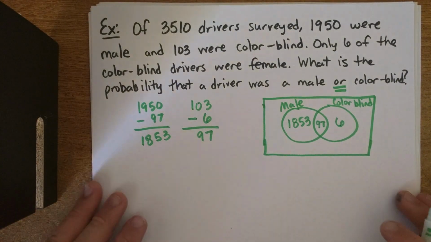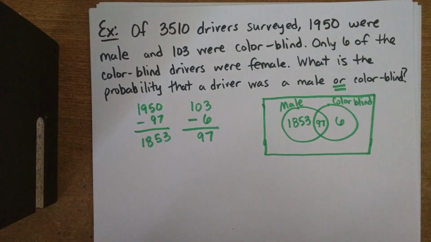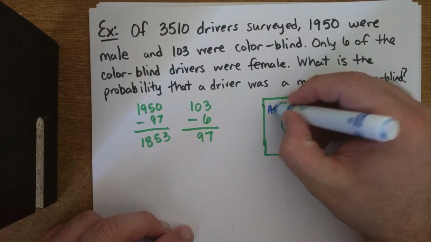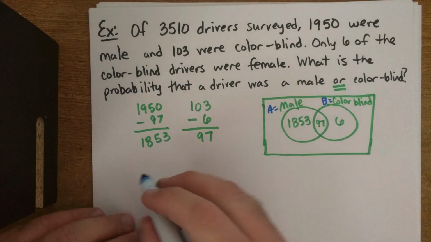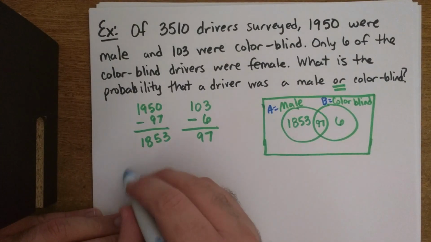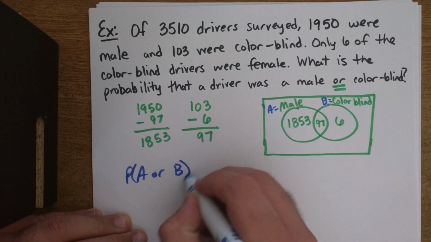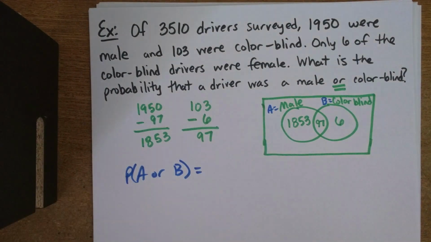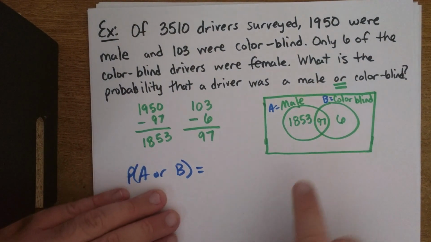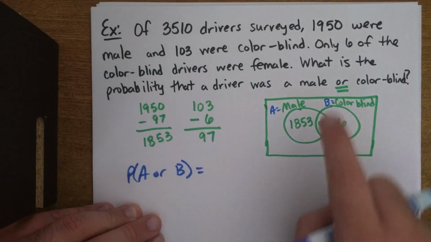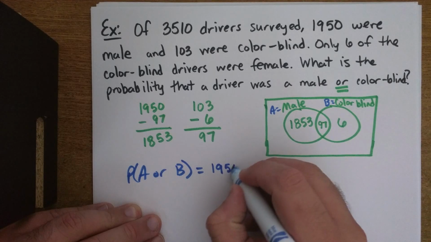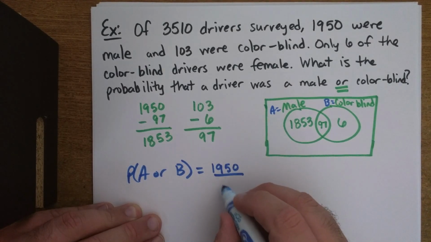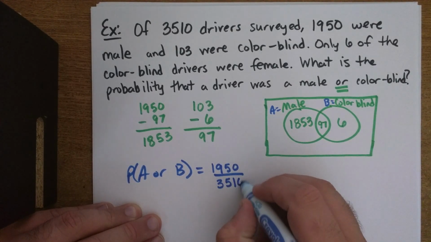All right, so here's how we do this. In this case, I'm going to switch colors here. If we go by the formula, A is male and B is colorblind. So the formula was P of A or B, and the formula said P of A plus P of B. So what's the probability of male? Well, how many males are there total? There's 1,950 over the total amount of drivers, which was 3,510.